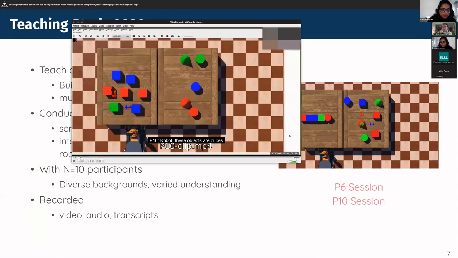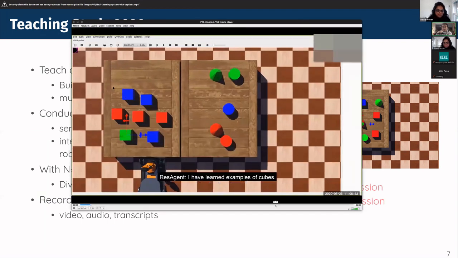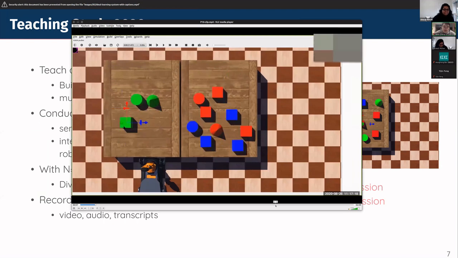Okay. These are cubes. I have learned examples of cubes. Okay. Robot, these objects are green. I have learned examples of green. Robot, this is a wall. I have learned another example of a wall.